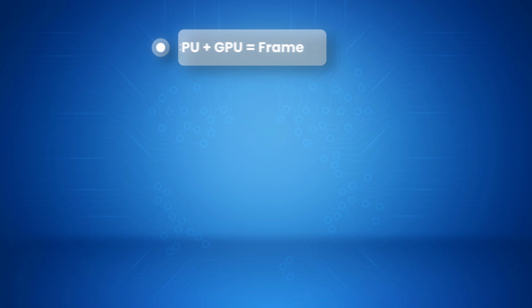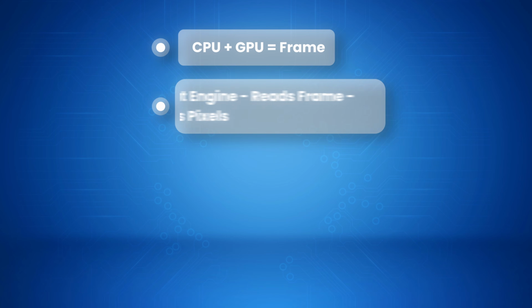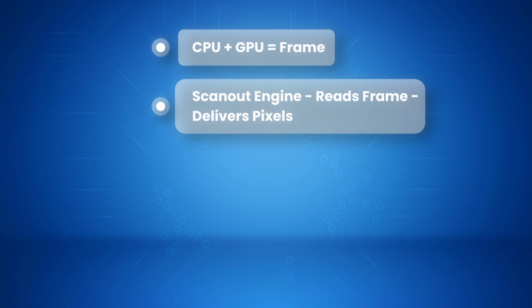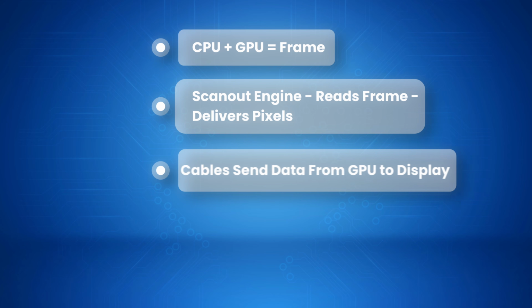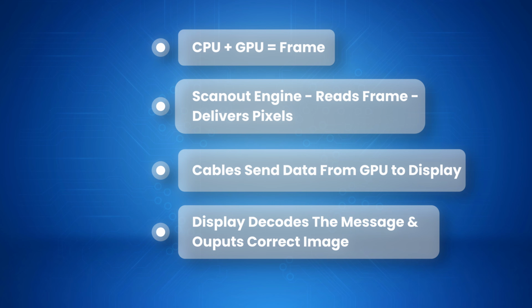First, your CPU and GPU work together to build a single image called a frame in a special section of memory. Then, a part of the GPU called the scanout engine reads that finished frame and streams it out, pixel by pixel, in a perfectly timed row-by-row order. Then, that data stream is encoded and sent over your HDMI or DisplayPort cable. Finally, your monitor catches that stream, decodes it, and tells its physical pixels exactly what color to be. And that's it. Application to memory, memory to cable, cable to screen.